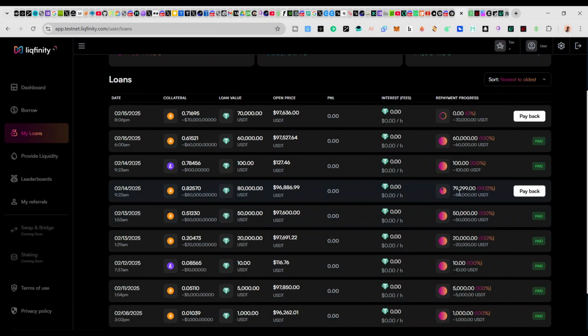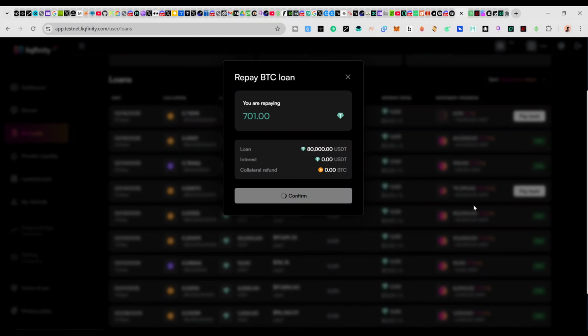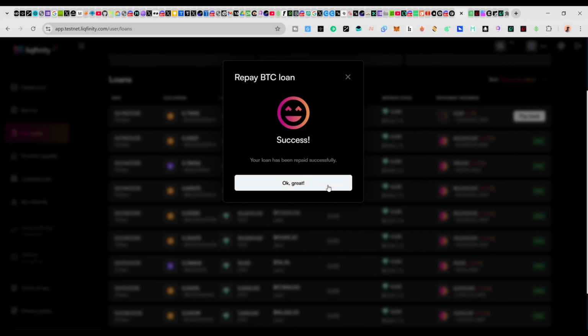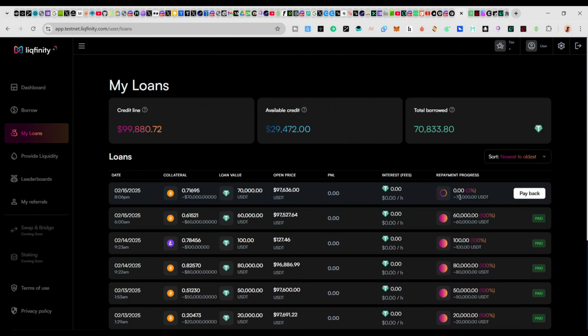And then for this, I think I have approximately 700 to go, so I'll just pay back, and let me max, and that will be it. So far so good. These are the loans that I have collected and I have paid back, and I still am holding $70,000 plus, and I haven't paid back anything. So that's essentially what is happening. Now for these actions, the one that gives you points the most is the providing of liquidity right here.